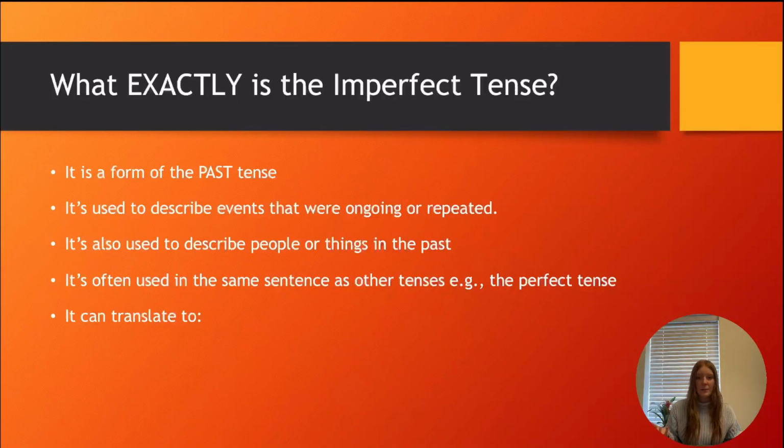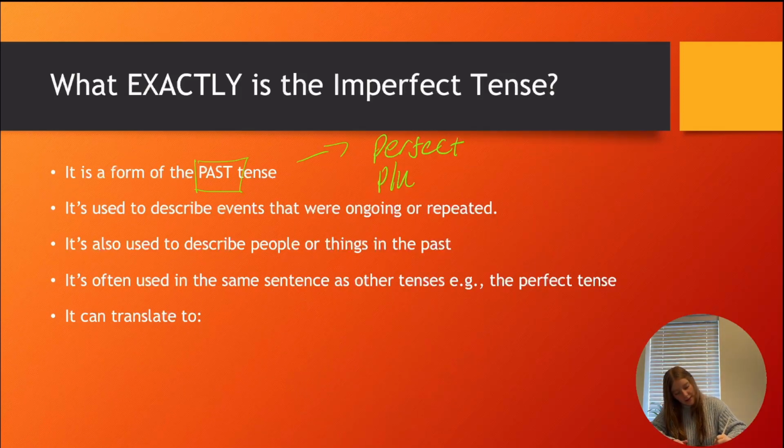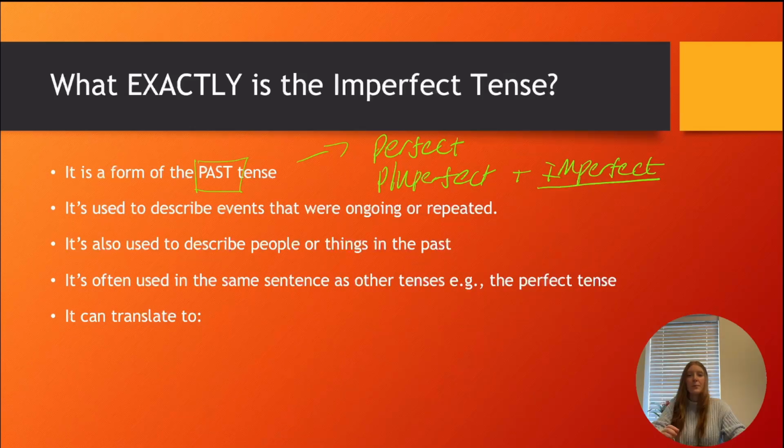Well, that's pretty simple. It's a form of the past tense, and the past tense is an umbrella term for multiple different tenses, just in the past. It's that simple, honestly. So you've got the perfect tense, which I did in another video and I'll link it in the description. You've got the pluperfect tense, and you've got the imperfect tense. Now, the imperfect tense is one of the most important tenses in French GCSE. You need to know how to form it, how to recognise it, and how to write it in your exam. But what do we actually use it for?